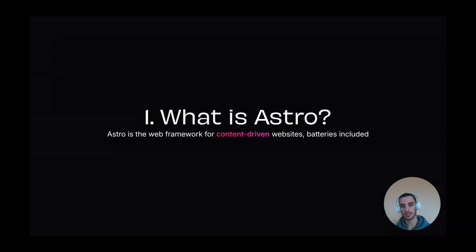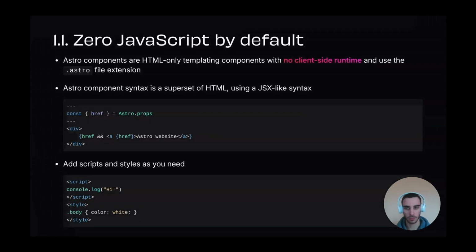So first, let's see what Astro is. Astro is a web framework for content-driven websites, and it has lots of features included that make it very easy to make content-driven websites. First of all, Astro ships zero JavaScript by default, because Astro components are HTML-only templating components, so there is no client-side runtime. It's just HTML, and so you can write Astro files in .astro files.